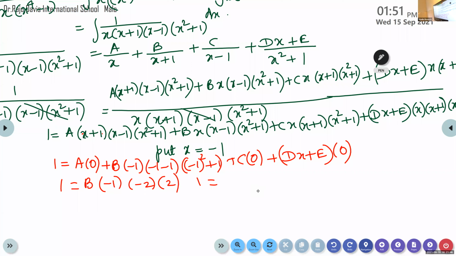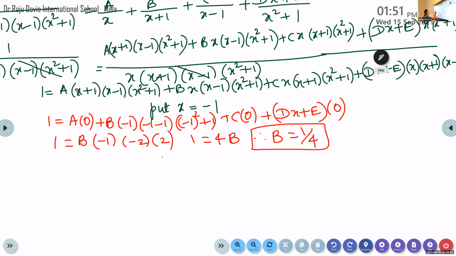Is it okay? Is it clear, children? Now you assign the next value. You put x is equal to 1. And when you put x is equal to 1, what happens? First term will become 0, isn't it? x minus 1 is there. x minus 1 is 0.